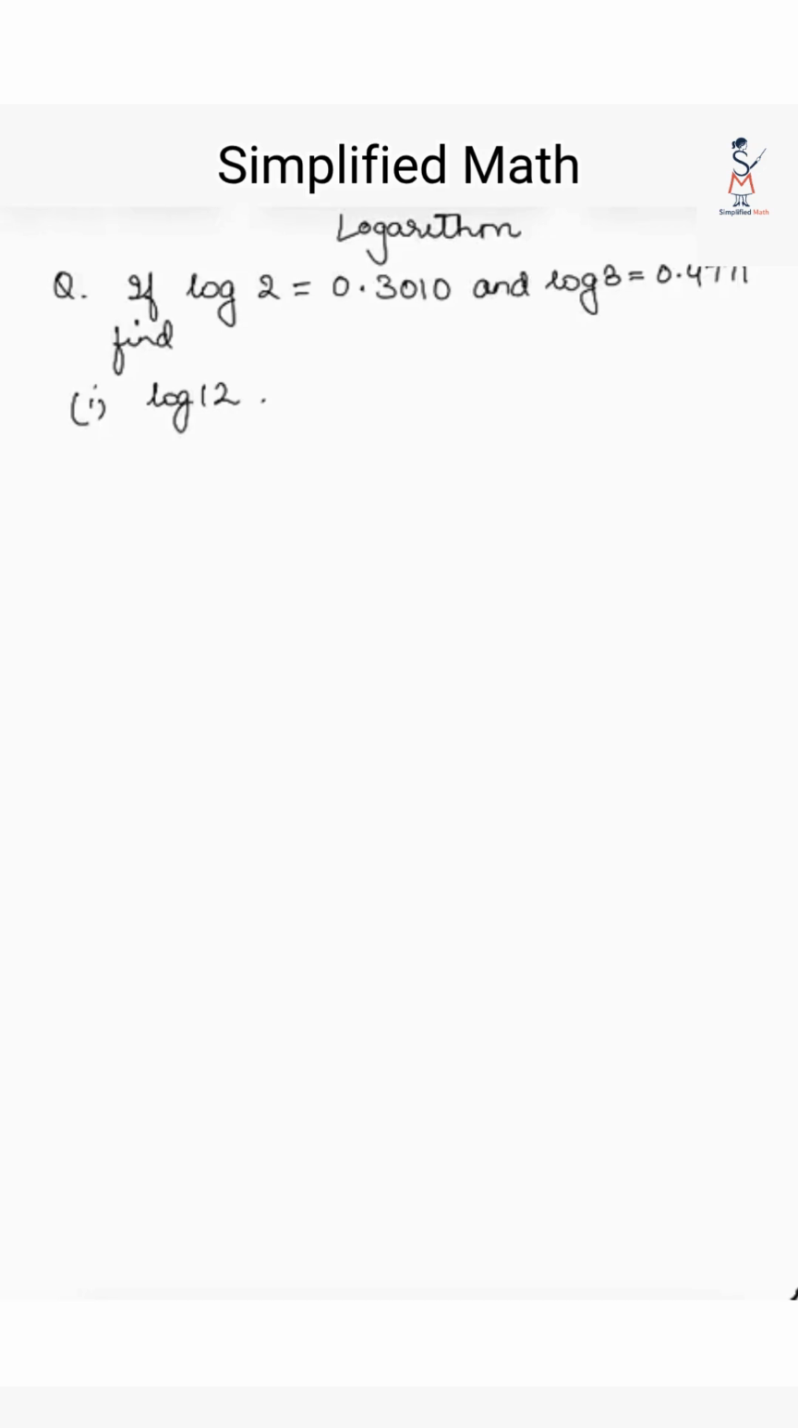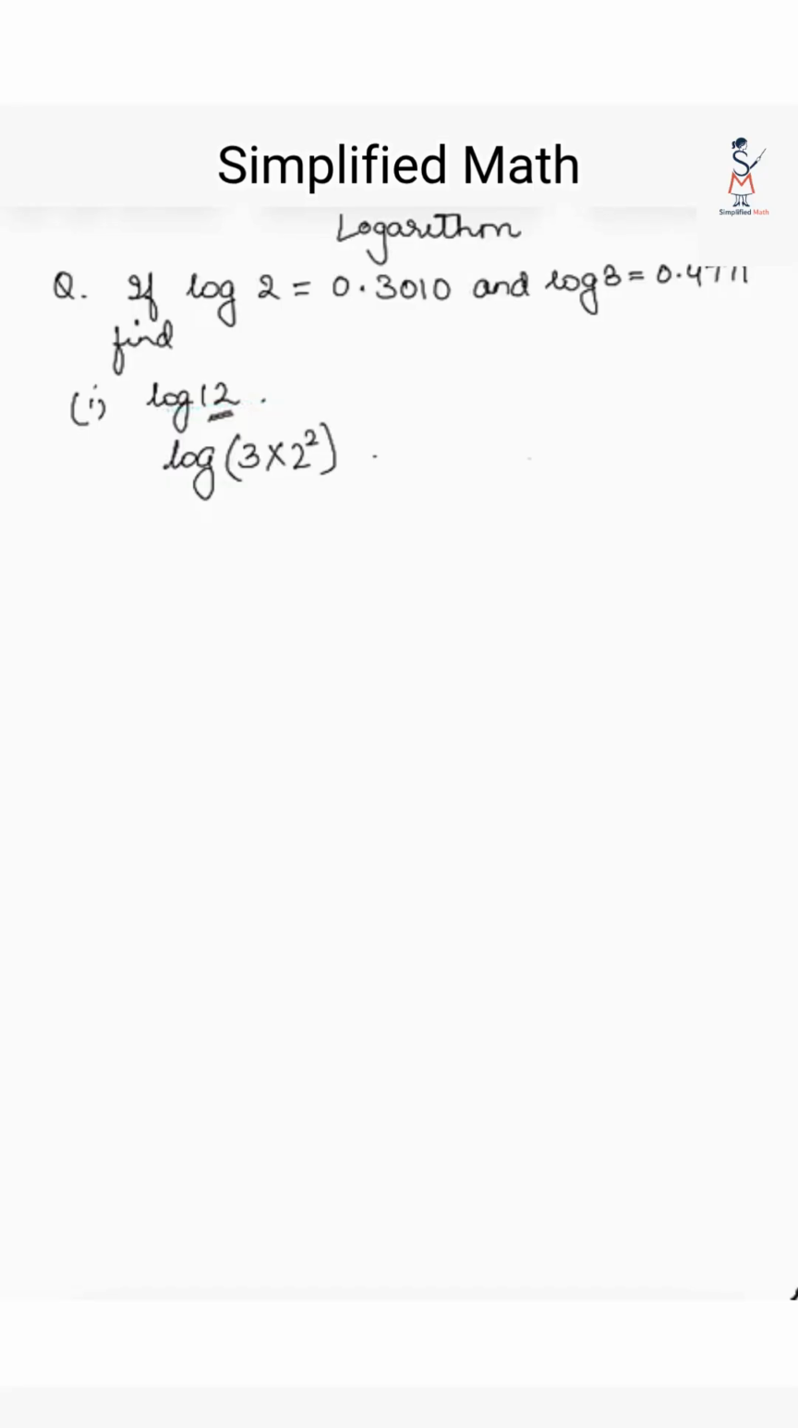Hi, we are doing logarithm. If log 2 is 0.3010 and log 3 is 0.4771, find log 12. So now we will first factorize 12. 12 can be written as 3 into 2 square.